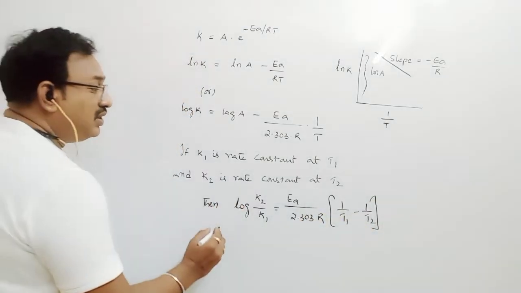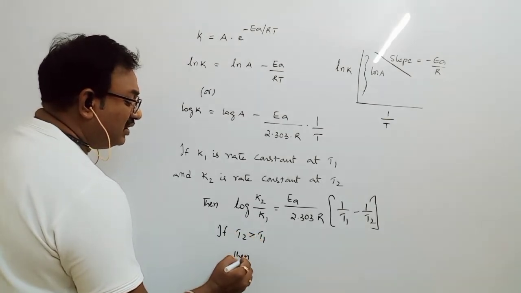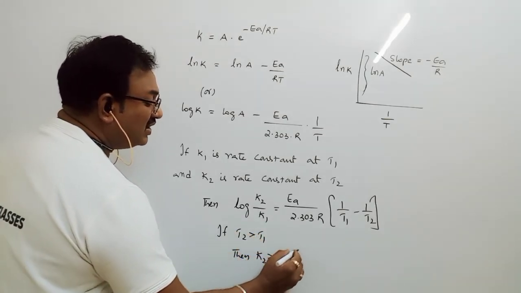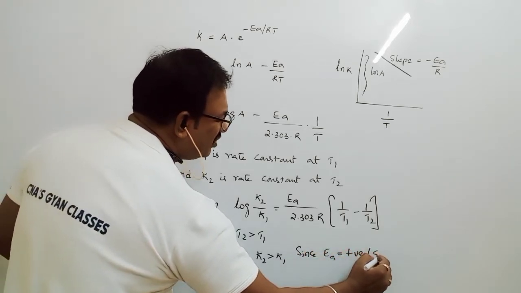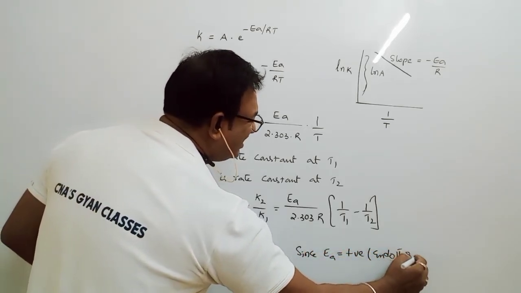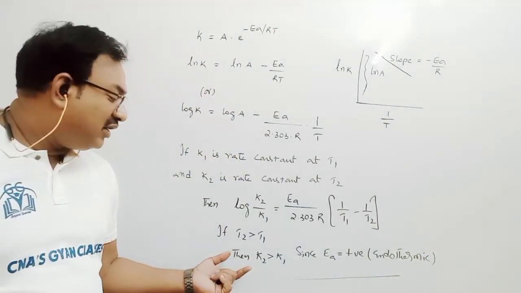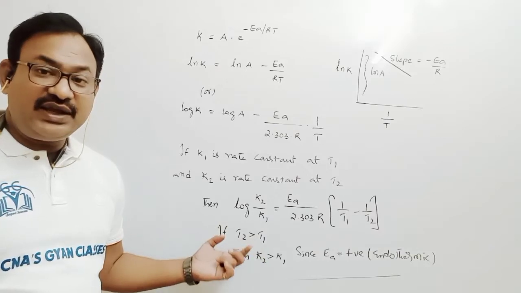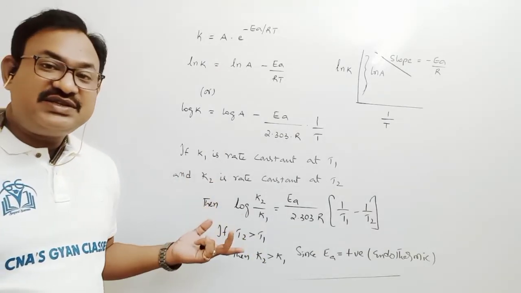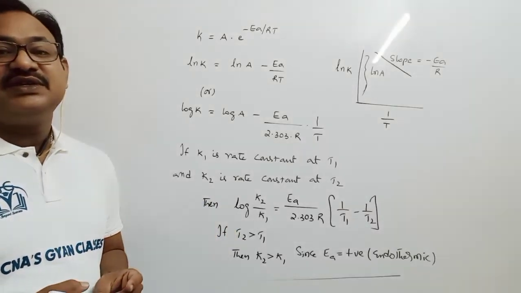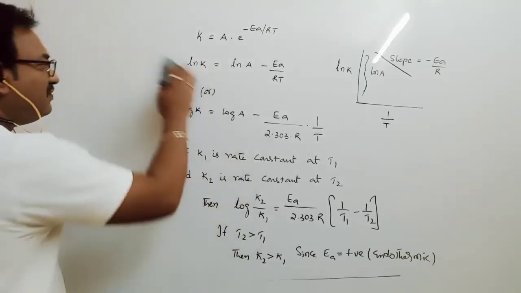Now, if T2 is greater than T1, then K2 is greater than K1, since activation energy is always positive because it is an endothermic change. That's why if T2 is greater than T1, definitely K2 is greater than K1. Therefore, as the temperature increases, the rate constant increases. So that's it. It's about the Arrhenius equation. And one more important point here, I'll have you please remember.